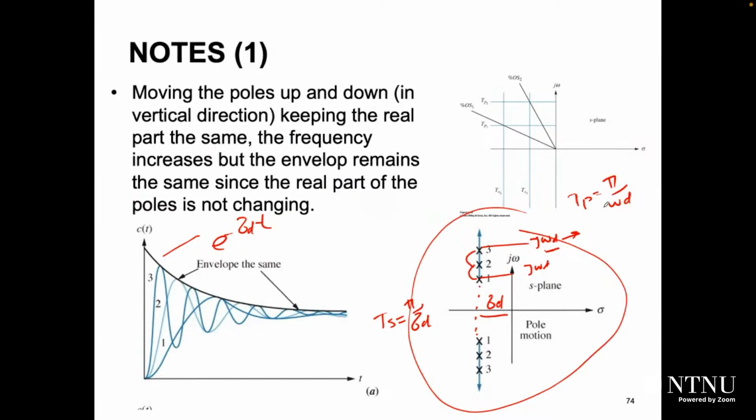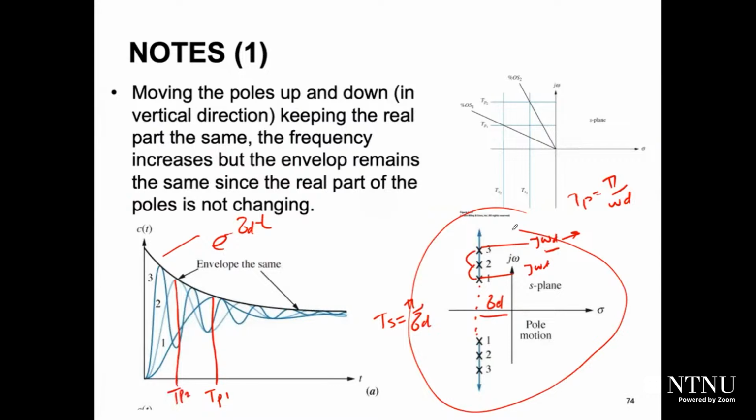So when omega d increases, for location number 1, maybe we will have the peak time here. This is TP1. If you increase omega d, what will happen? TP will decrease a little bit. So in location number 2, it will be a little bit smaller, and we will have the maximum peak here, at TP2.